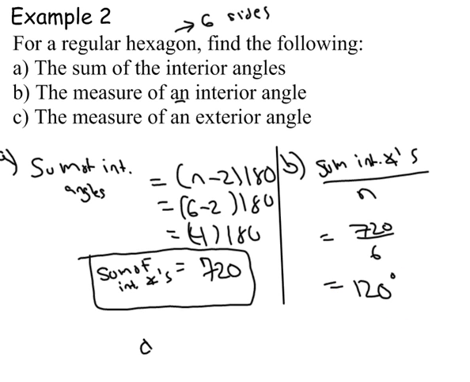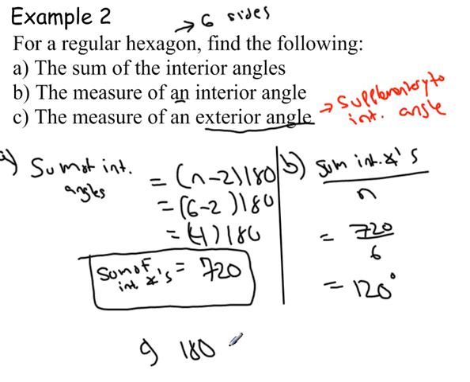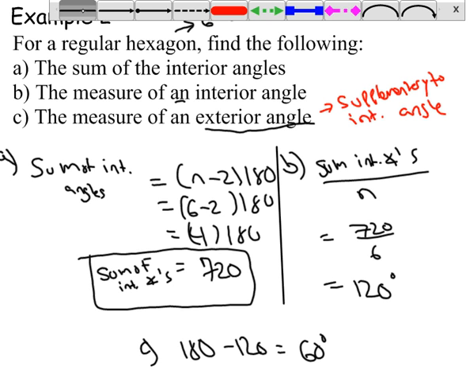Letter C, from before, from example 1, you know that the exterior angle is supplementary to interior angle. So to get the exterior, what we do is 180 minus 120, and we get 60 degrees. So that's the answer to letter C.